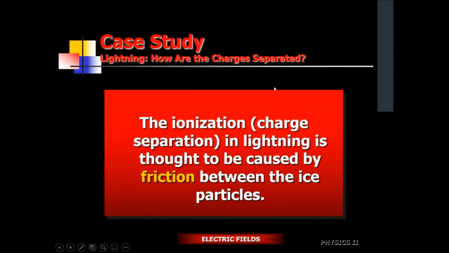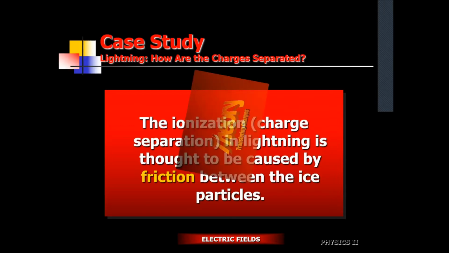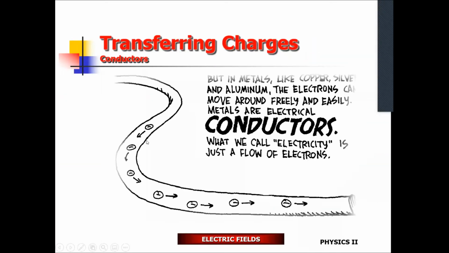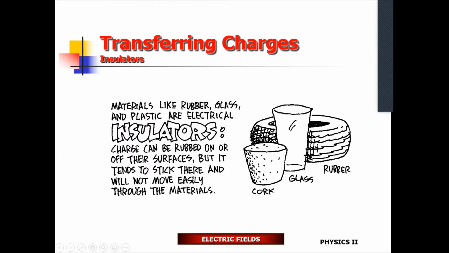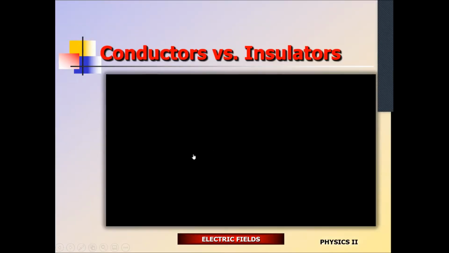All right, so the initial ionization of the charges inside clouds will take place because of friction among ice particles. Once you strip the electrons, you can transfer these electrons from one place to another. The materials capable of doing that are known as conductors. So the metals are good conductors. Living things are good. Insulators, on the other hand, not so much. All right, so they're not good at conducting.